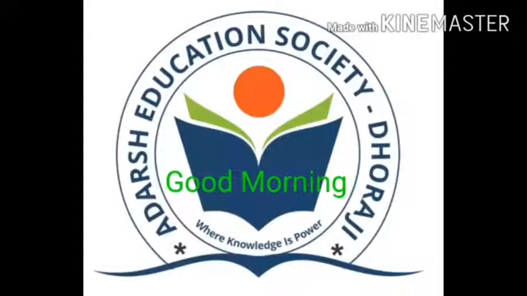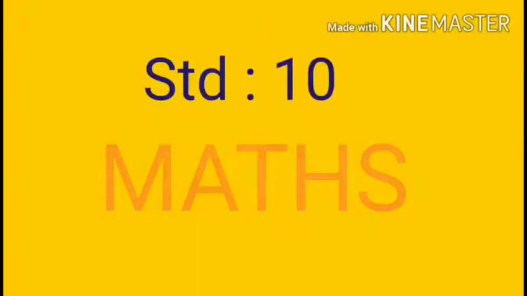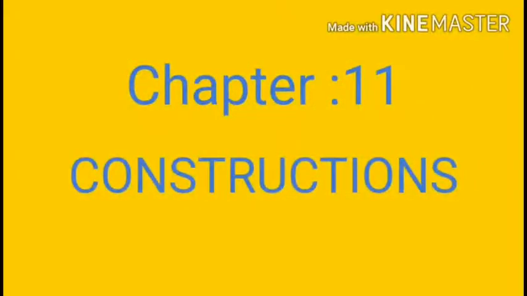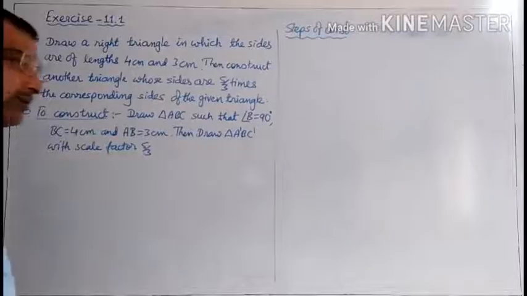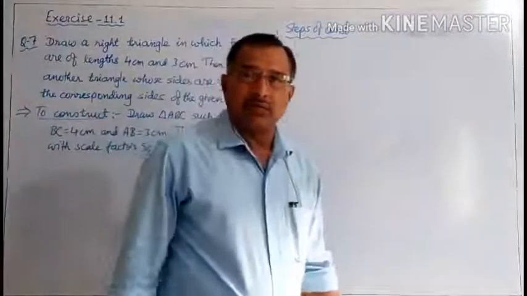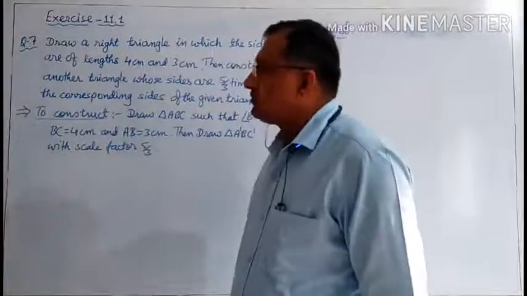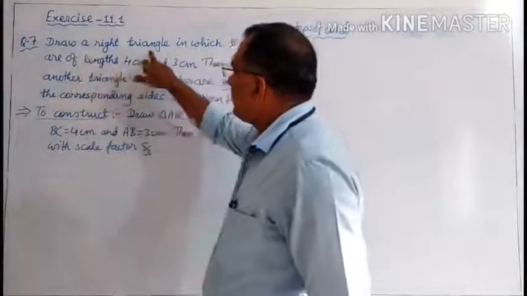Good morning, students. Today, in standard 10th, subject mathematics, we are going to learn chapter 11, constructions. Today, in exercise 11.1, let's take question number 7. Here, draw a right angle triangle.